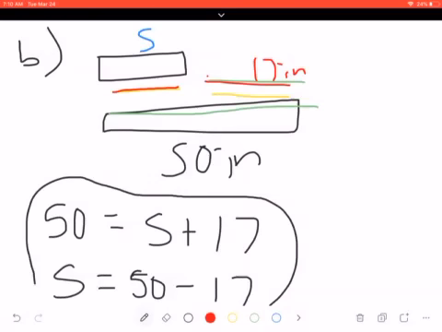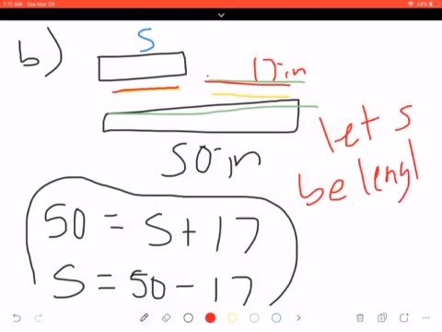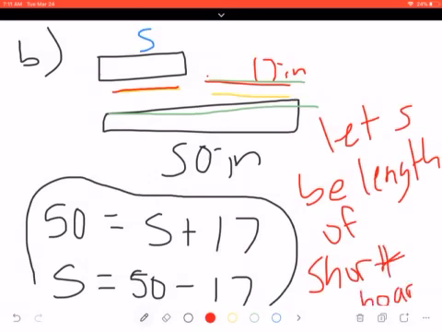It also wants you to define your variables. So that people know what S is, you need to say let S be the length of the short board.